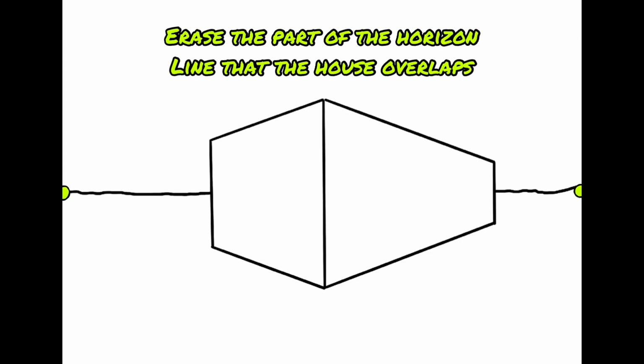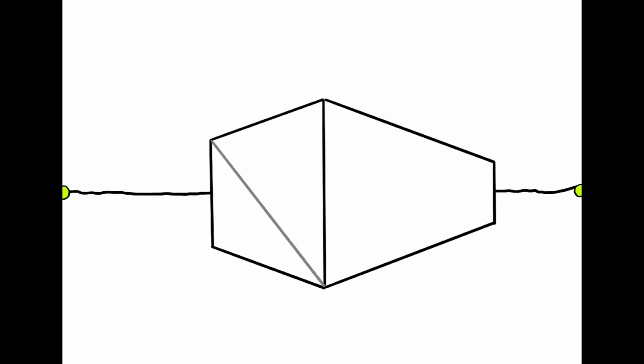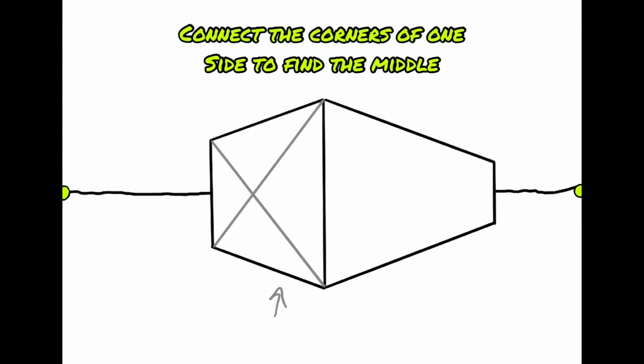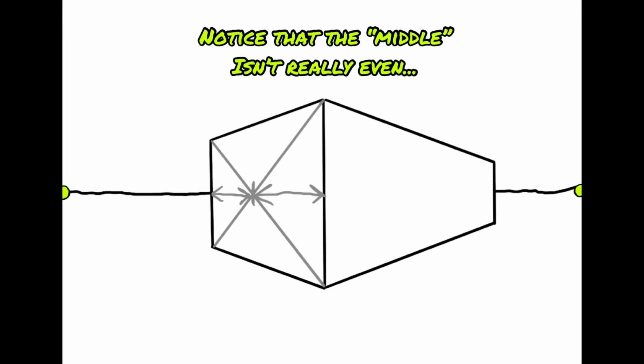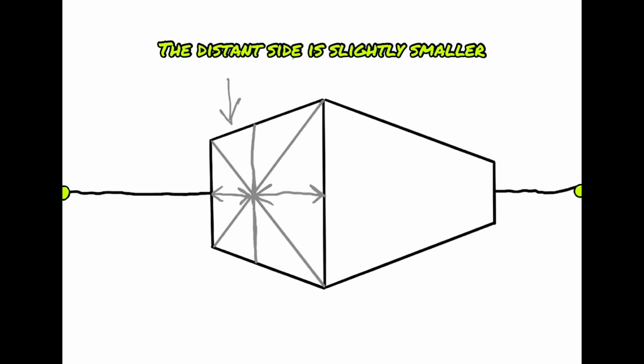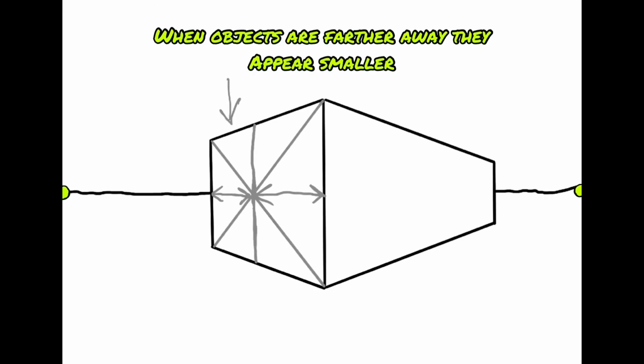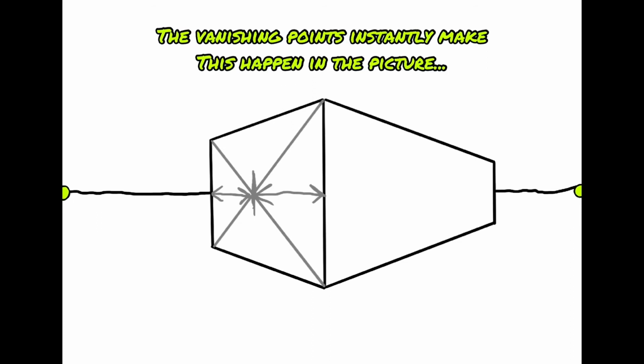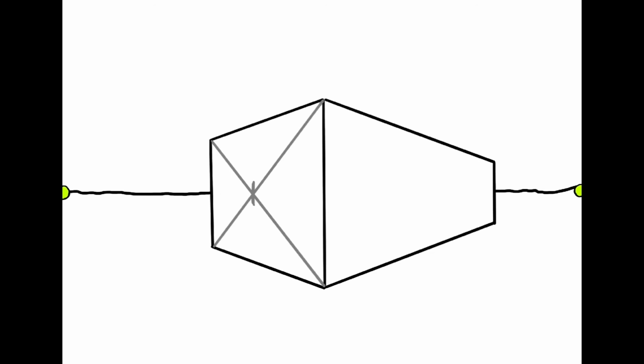Erase the part of the horizon line that the house overlaps. Connect the corners of one side to find the middle. Notice that the middle isn't really even. The distant side is slightly smaller. When objects are farther away, they appear smaller. The vanishing points instantly make this happen in the picture.